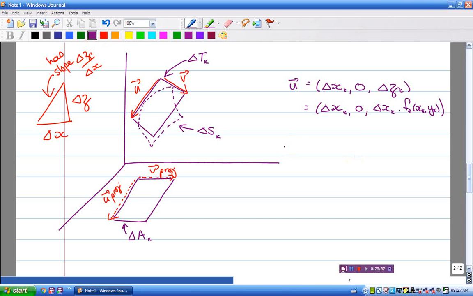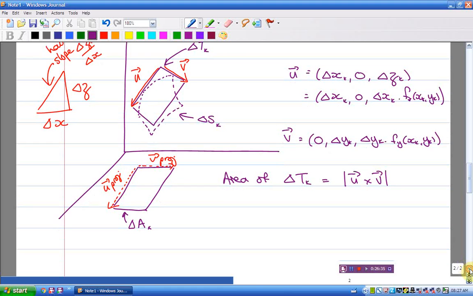And then my v vector is very similar. Now the x isn't changing, the y is, and I similarly have a delta times a slope, but it's delta y, and it's the y slope. Okay. Area of delta T is equal to the modulus of u crossed with v. And you would have done that in first year vector geometry. If you go dig through your notes, you'll find it there somewhere.